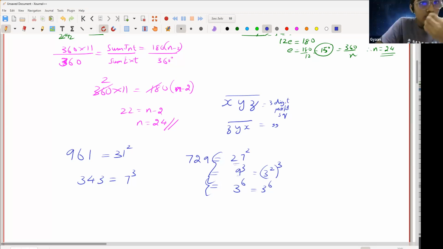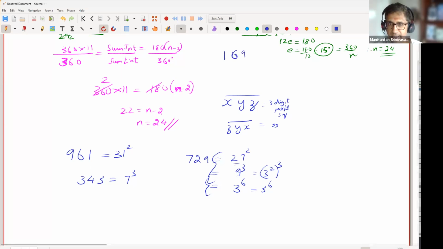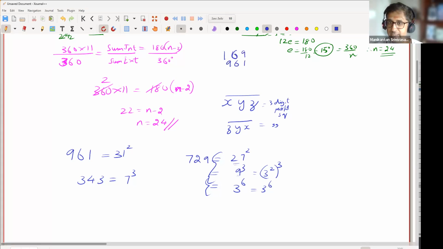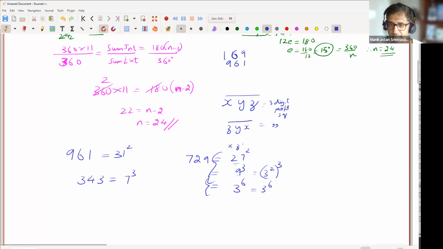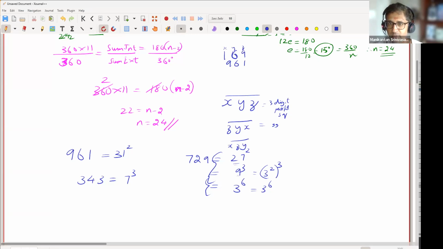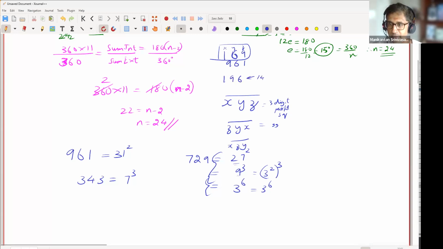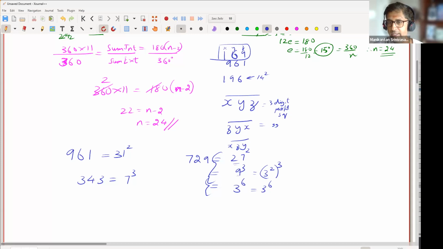Sir, maybe 169 and 961. Excellent. 169 and 961. And what's more interesting is even 196 in this, even XZY is also a perfect square. So let's say this is X, this is Y, and this is Z. For 169, then this is ZYX, which is reversed. Also 196 is also a perfect square, right? It's 14 square. Anything else? I'm just asking for XYZ and ZYX. It doesn't have to be the XZY. That's 169, a little special.